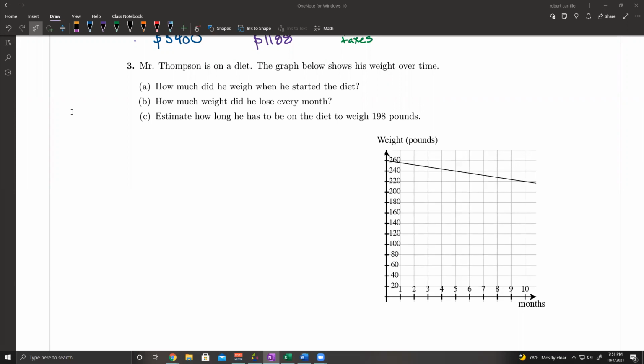So we have to look at 0 months, right? So at 0 months, how much did Mr. Thompson weigh? 260. Good. So 260 pounds. Okay, cool. And then B, how much weight did he lose every month? So I think we'd have to be smart here and try to find a slope, right? So what looks on this graph like the next clearest point that you could find?